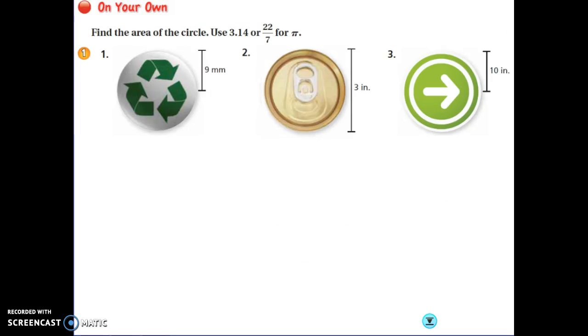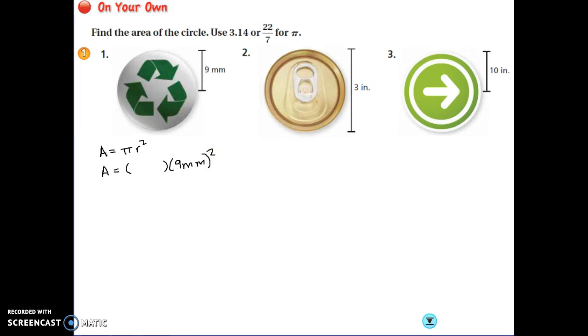I'll go ahead and do one more for you, and then I'll have you do the next two on your own. Find the area of the circle. Use either 3.14 or 22 over 7 for pi. In number 1, area is equal to pi times the radius squared. Area is equal to, I'll leave a blank for pi, and my radius is 9 millimeters.